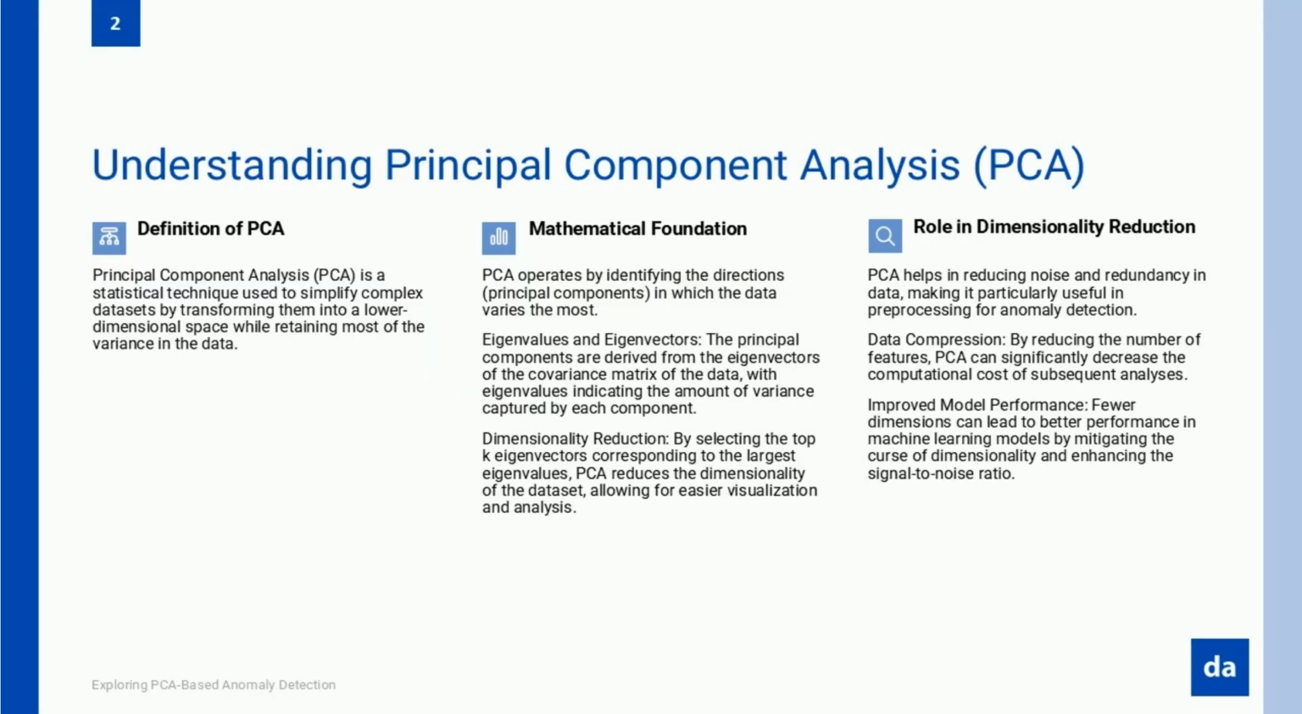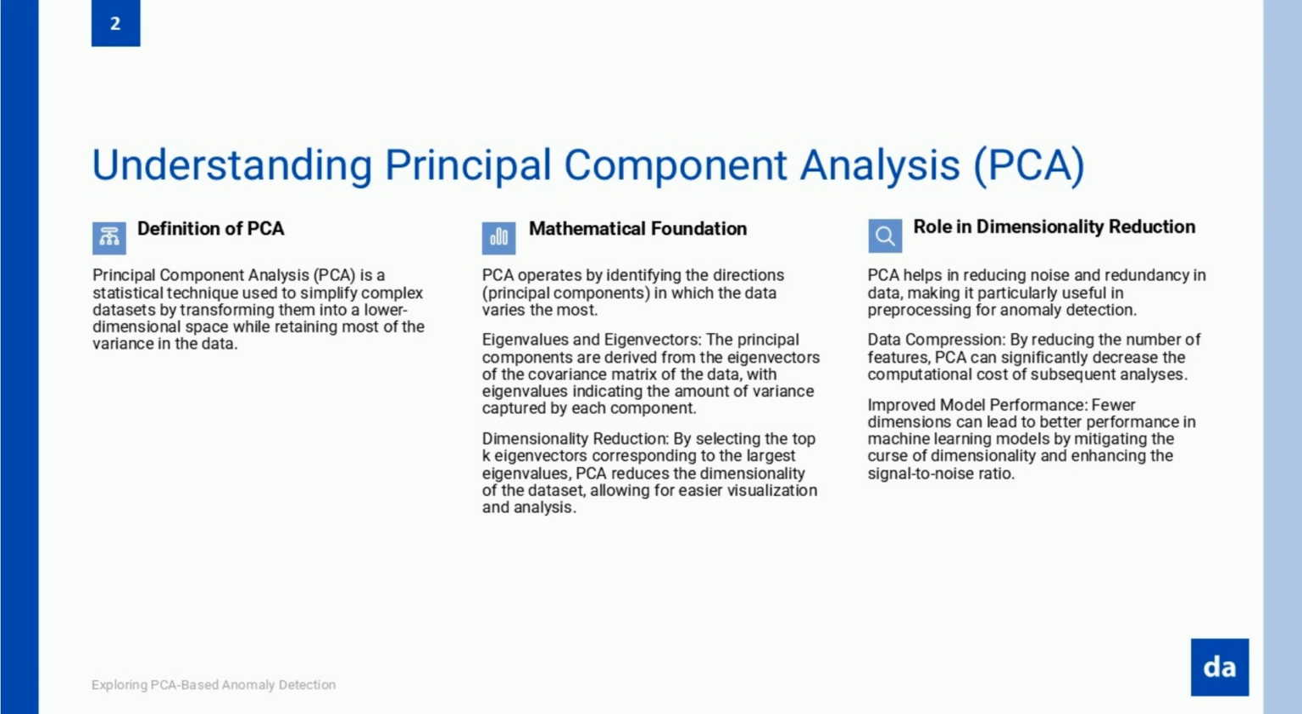Let's dive in. Before we dive into how PCA helps with anomaly detection, let's first break down what principal component analysis, PCA, actually is. At its core, PCA is a dimensionality reduction technique, meaning it takes high-dimensional data, full of overlapping and redundant information, and compresses it into a lower dimensional form while preserving as much important variance as possible. In simpler terms, PCA helps us keep the meaningful patterns while getting rid of the clutter.